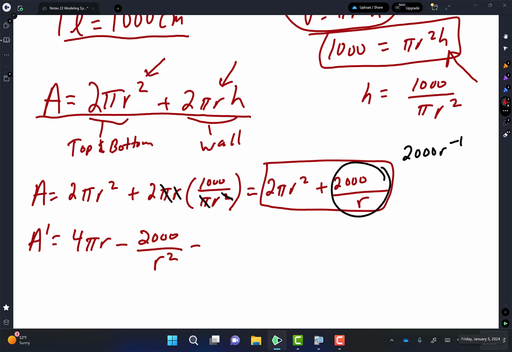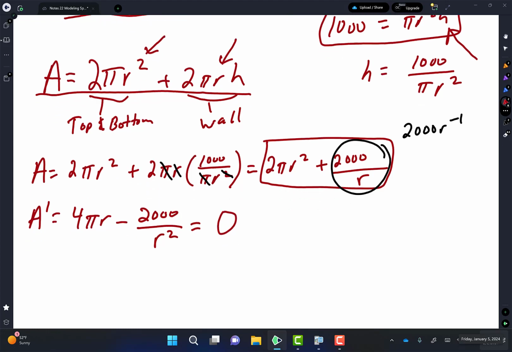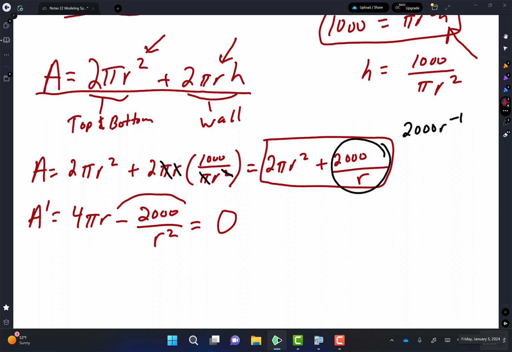I'm going to set this equal to what? 0. I'm finding a critical number. So now I'm going to move this expression to the right. Get it? I'm moving it to the right.